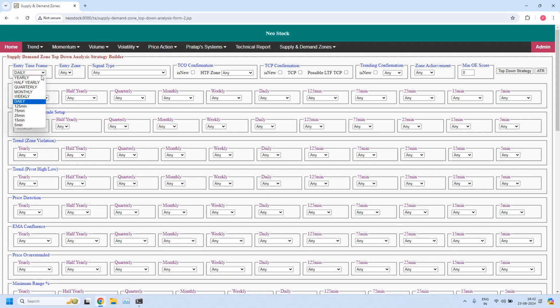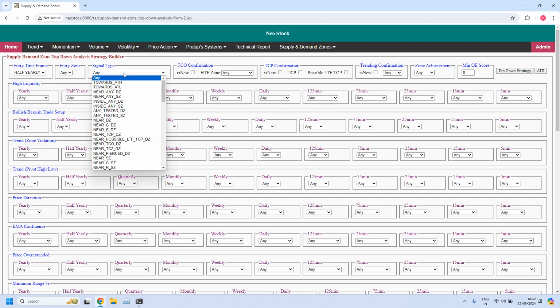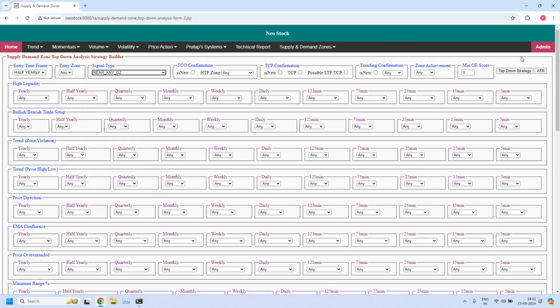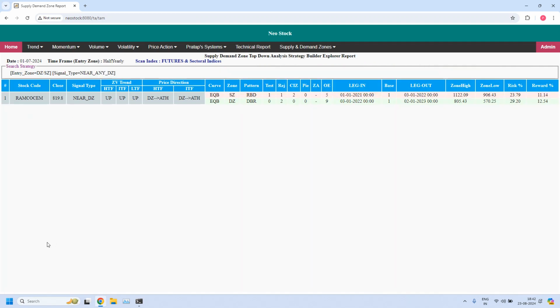So let's start with the half yearly time frame. Let us find the stocks near half yearly demand zone. Only one stock is filtered near to the half yearly demand zone.